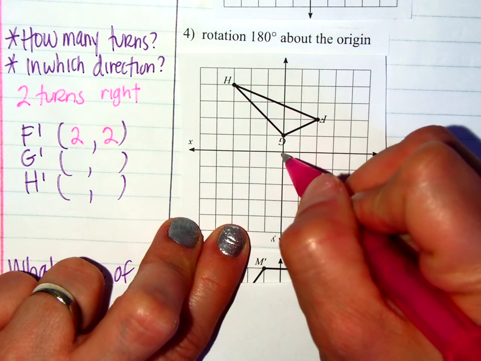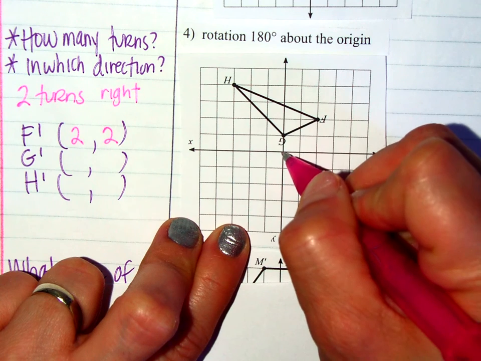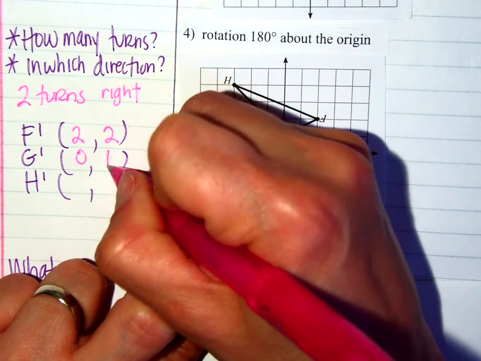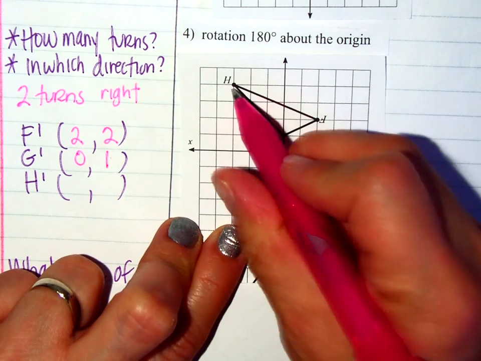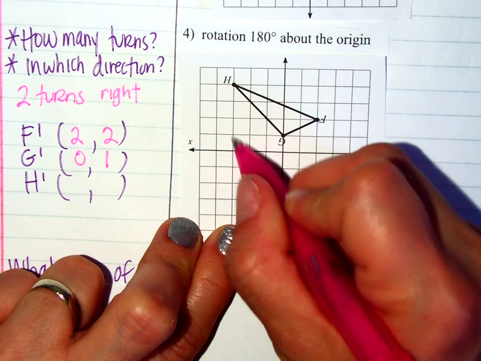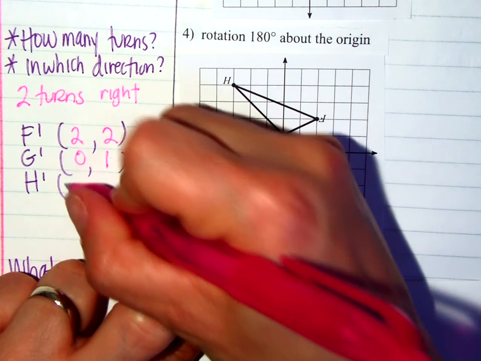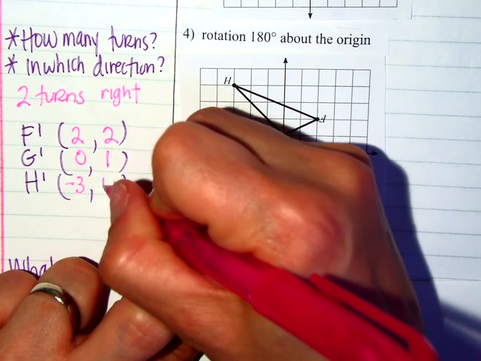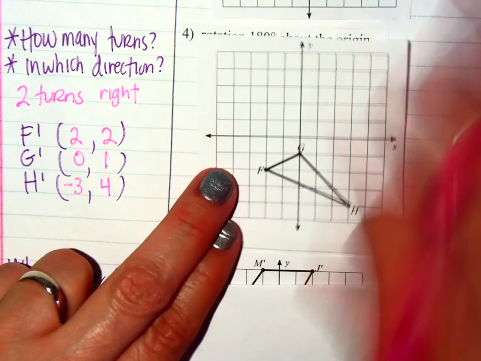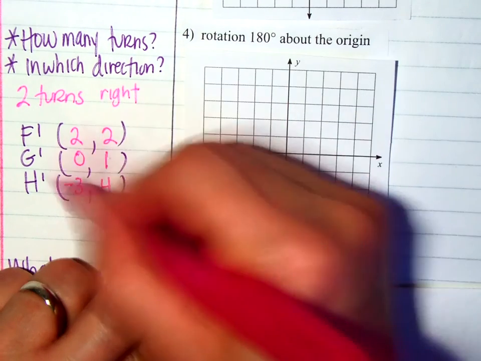G prime is going to be at 0 and then up 1. So we stay there and up 1. And then H prime is going to be from the origin 1, 2, 3 to the left and 1, 2, 3, 4 up. So 3 to the left and 4 up. Okay, let's turn this paper back to its original form. And we're going to graph these coordinates.